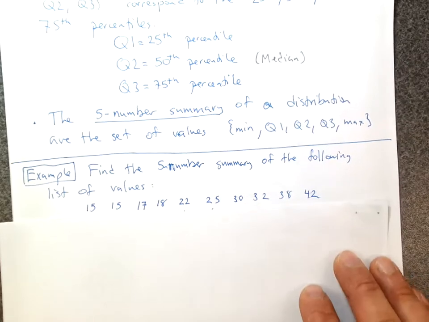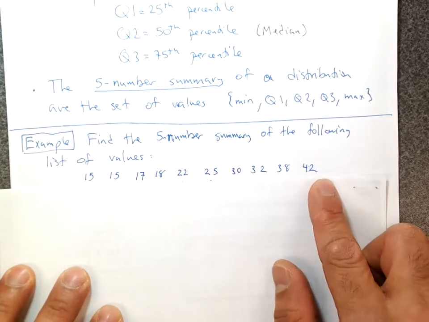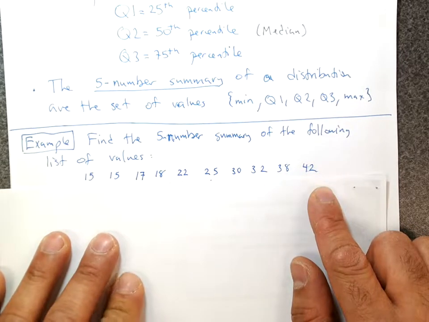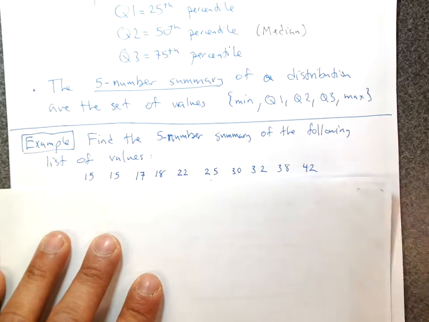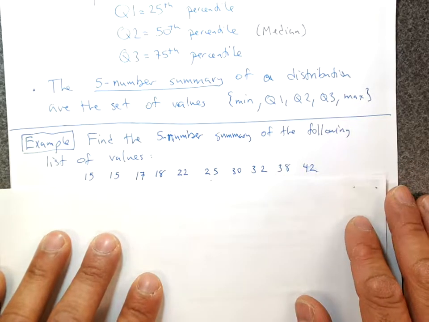Find the 5-number summary of the following list of values. Okay, so here I have a list of values written in order, and I want to find its 5-number summary. We're not attaching any context to these for now, just so we can practice the technical work.